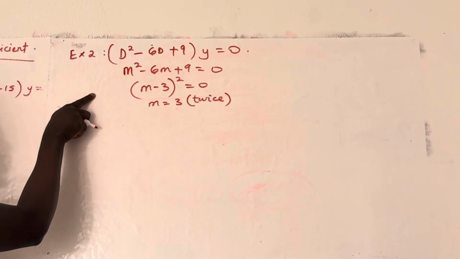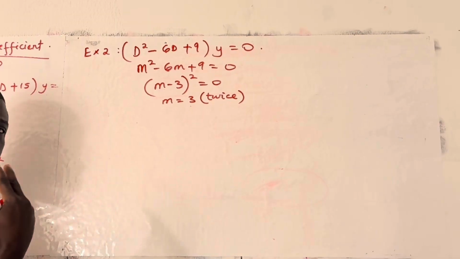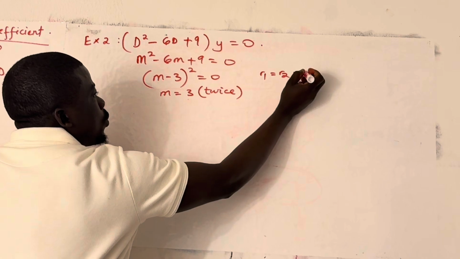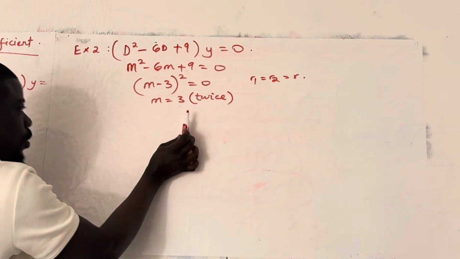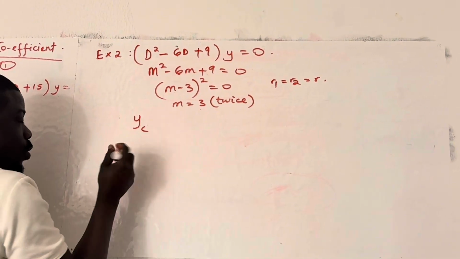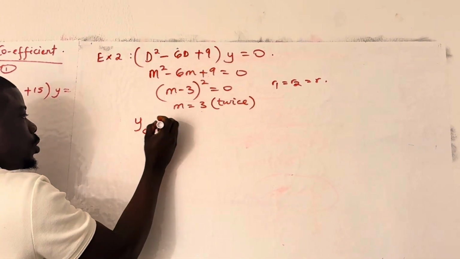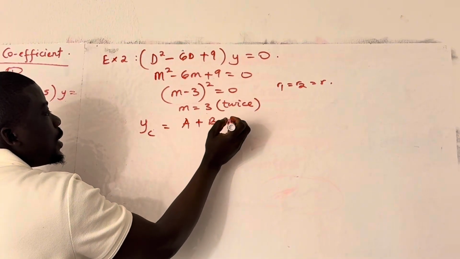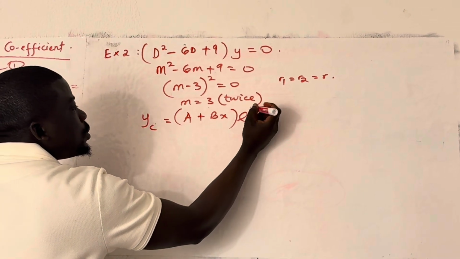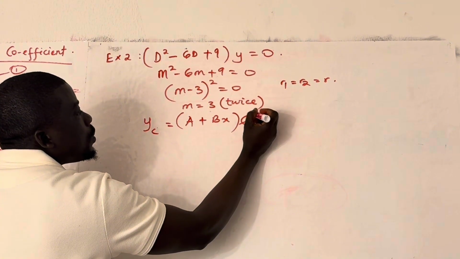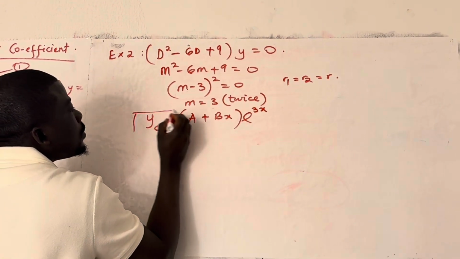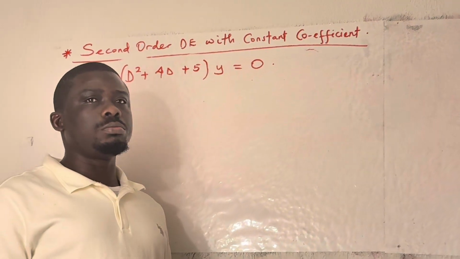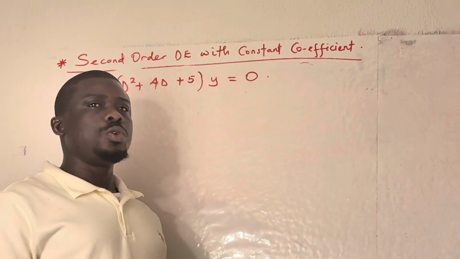So if you look at this second example, it's the same as case 2, where we have R1 equal to R2, all equal to R. So if you have something of this form, our y complement, which is our general solution, will be equal to A plus Bx all exponential 3x. That's our final answer. So I want to solve another example on second order differential equation with a constant coefficient.